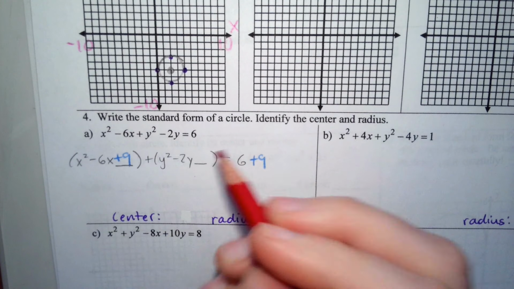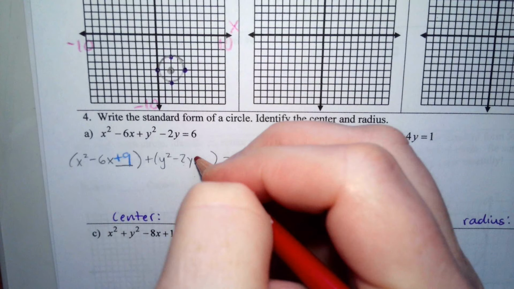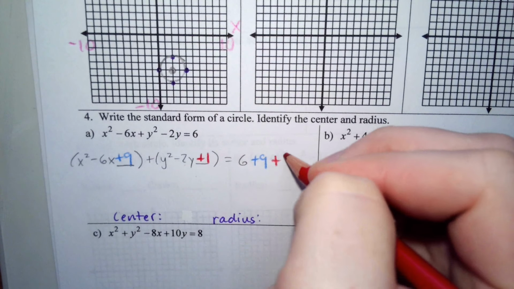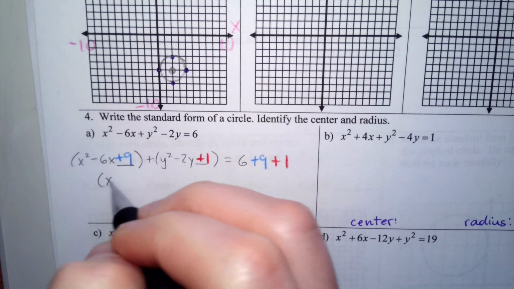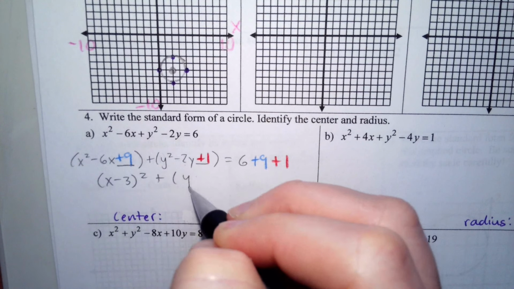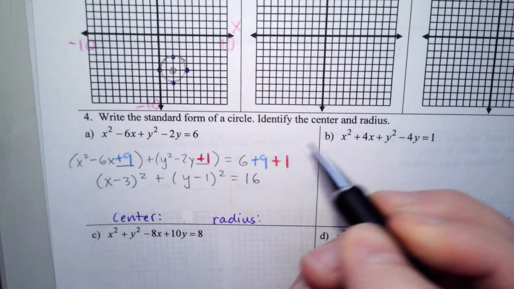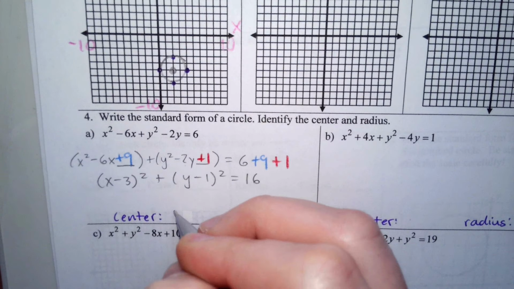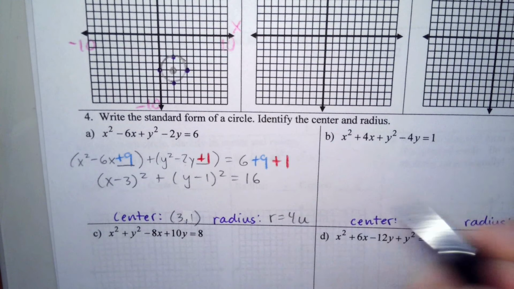Let's repeat with the y's. To complete the square, we take half of -2 and square it. We get 1, and I'm going to add 1 to the right side to keep the equation balanced. I don't want to change the value. The x's become x minus 3 quantity squared plus y minus 1 quantity squared equals 16. So therefore, our center is (3, 1), and the radius is 4 units.